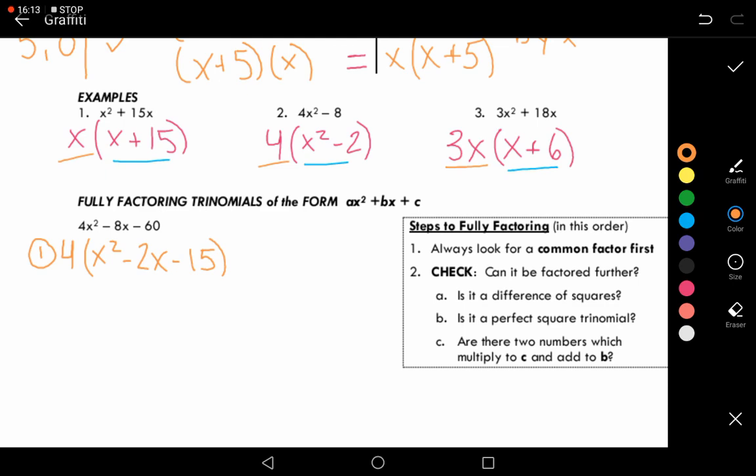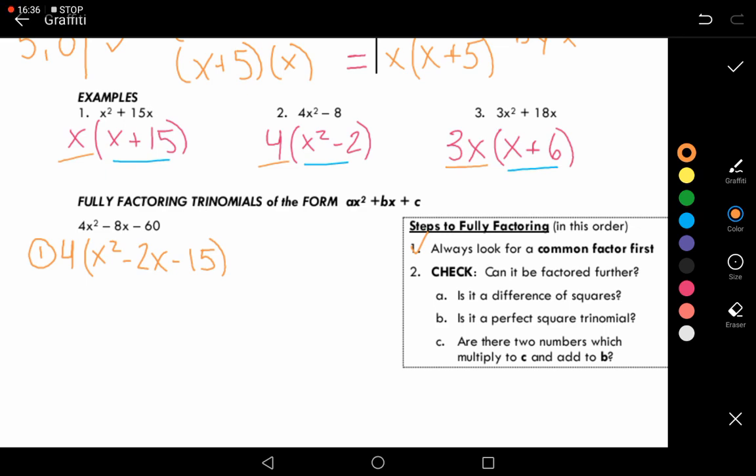Okay, so that's step 1. We've common factored, and you need to remember that's always going to be the first thing that you look for. As we go forward and look at some more intense factoring, and when they're all combined on your assignment, you always want to look to common factor first. The second step is to check: can we factor this further?